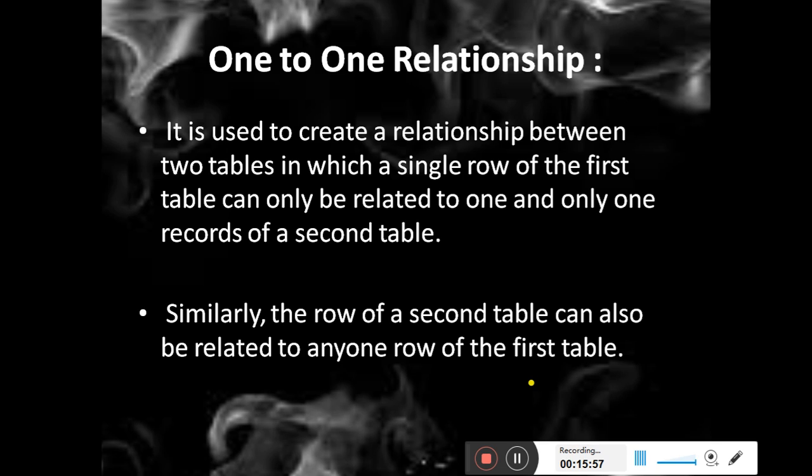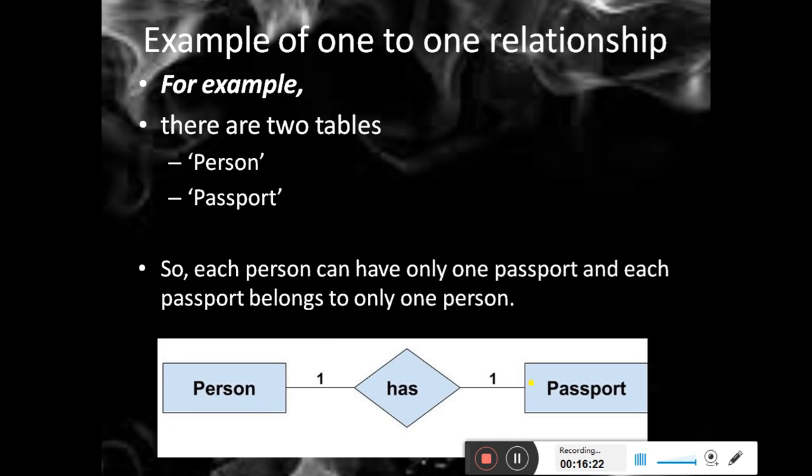So what is a one-to-one relationship? This type of relationship occurs between two tables in which a single row of the first table can only be related to one and only one record of the second table. And similarly, the row of the second table can only be related with only one record of the first table. So this is vice versa. Okay, for example, a person has a passport, and a passport may belong to only one person.